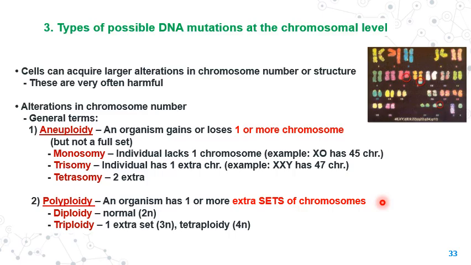So with polyploidy, you can get some fruits that are huge. That's accommodated in plants, but you will never see this with animals. So you can have diploidy, in which you have a whole set. Triploidy, they have two extra sets of chromosomes.